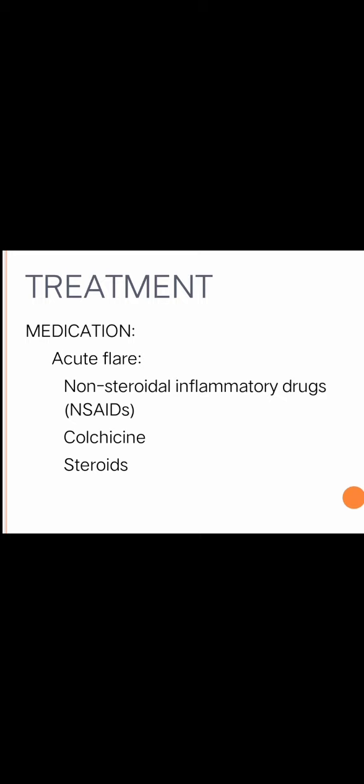The notable side effect is GI upset, particularly diarrhea, which is a very common side effect. The diarrhea that the patient gets with colchicine tends to be dose dependent, so if the patient is on a lower dose, it causes less upset than a higher dose. So if the patient develops diarrhea, try reducing the colchicine dose and see if it improves the symptoms.